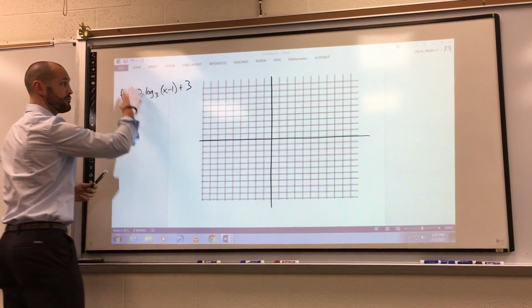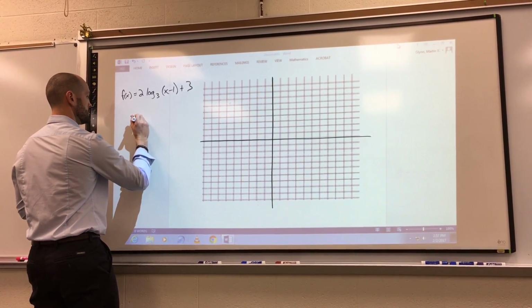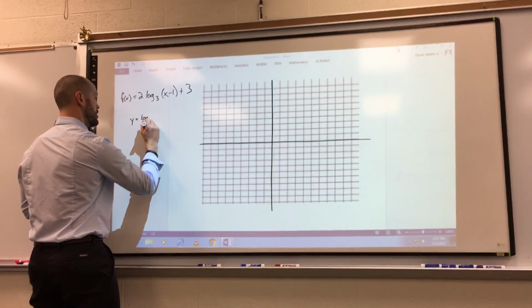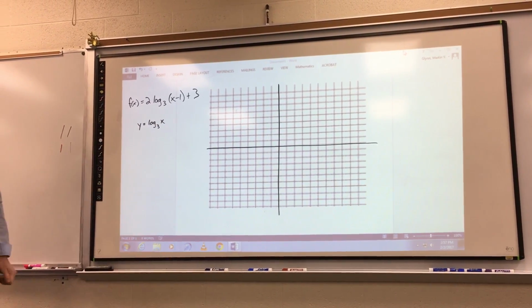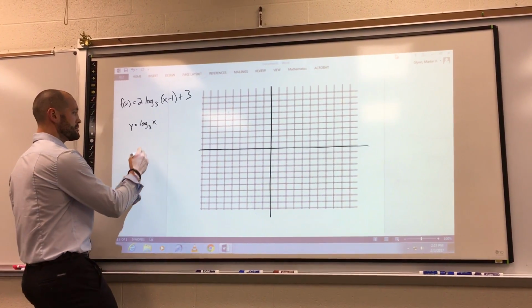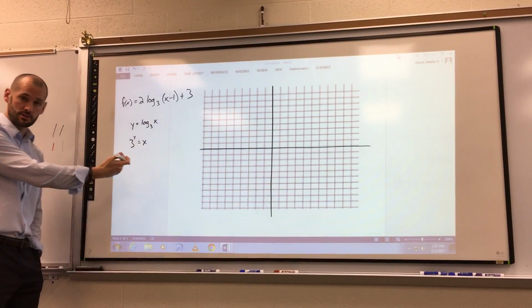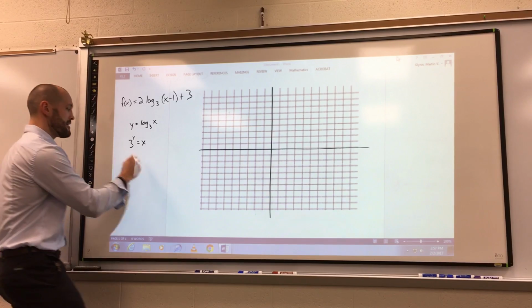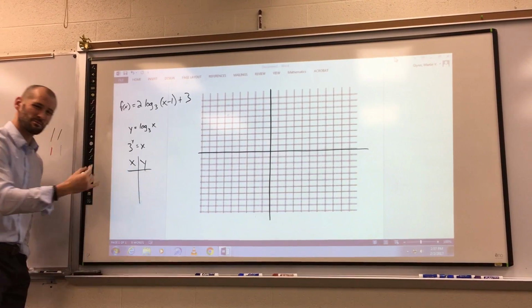So all of this, before the translations, started with just y equals log base 3 of x. That's where it came from, that's the parent function. So really, what I think about is 3 to the y equals x, if we go exponential. So my parent table, this is where all my thought process comes from. It almost works backwards a little bit.